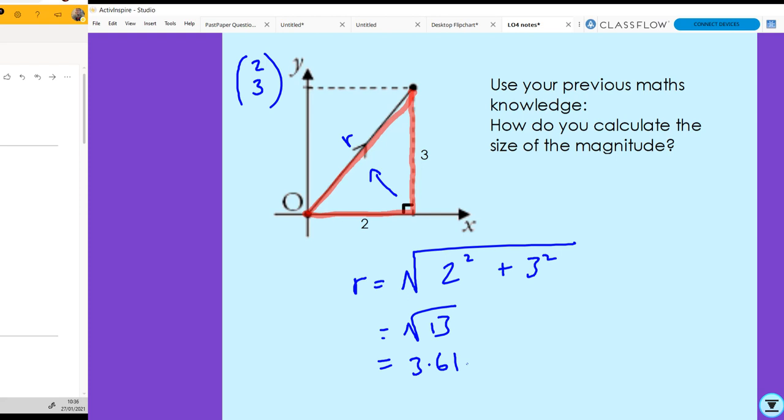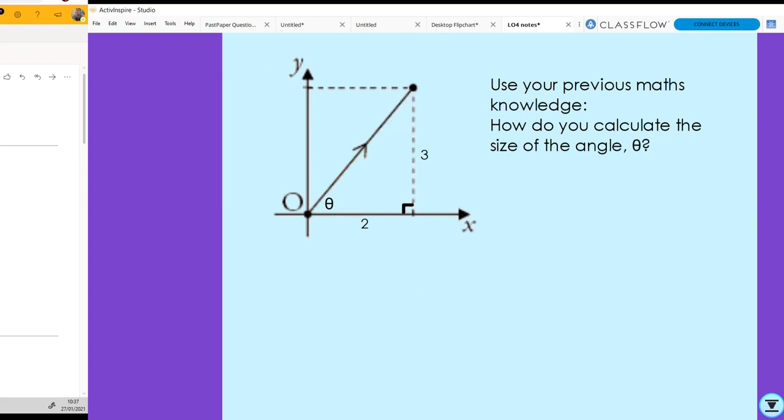But that's not the full part of a vector. A vector doesn't only have magnitude, it also has direction and angle. So, can we use our previous maths knowledge to work out that angle? We've still got a right angle triangle. What part of maths do we use to find angles within right angle triangles? It's your SOHCAHTOA trig, where across from the right angle is your hypotenuse. Across from your acute marked angle is your opposite. The third side by default is adjacent.